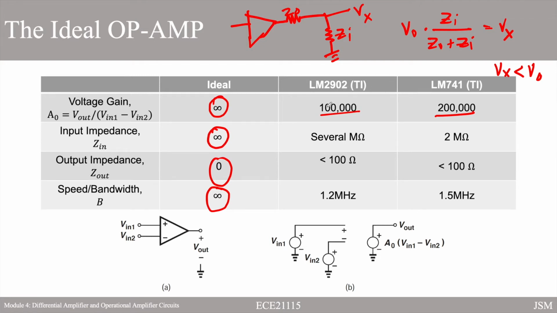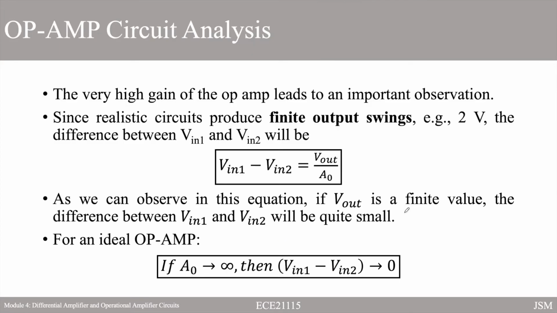So, makita natin ang ating open loop voltage gain ay quite high, di ba? And the input impedance, so medyo mataas, 2 mega ohms and several mega ohms sa 2902. Output impedance, medyo mababa. So, siya ay less than 100, less than 100. And for bandwidth, it is in megahertz range, so mataas po. Okay, so paano ba tayo nag-analyze ng circuit?